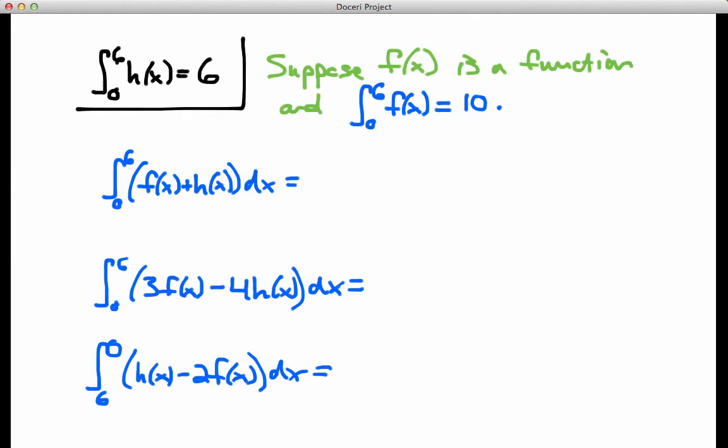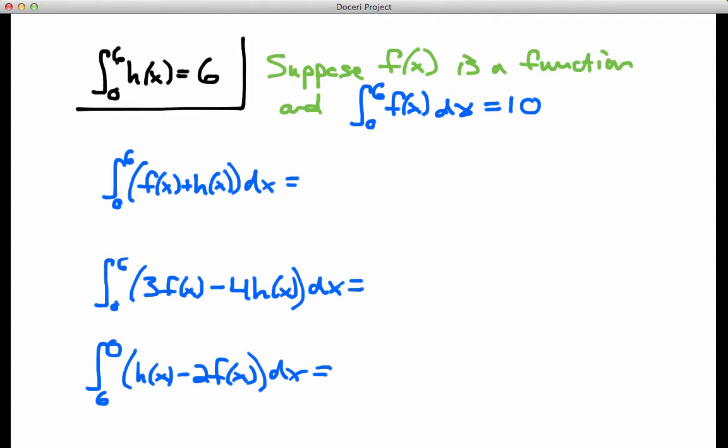Now, on to some questions that we do know how to answer. Let's throw in another function into the mix here. We're going to continue using our h of x function from the plot. And now we're going to suppose that f of x is another function such that its integral from 0 to 6 of f of x dx is equal to 10. So just take my word for it that this integral is equal to 10. We don't know what f looks like, but we do know the value of its integral. So can we compute the rest of these? And I think we can.